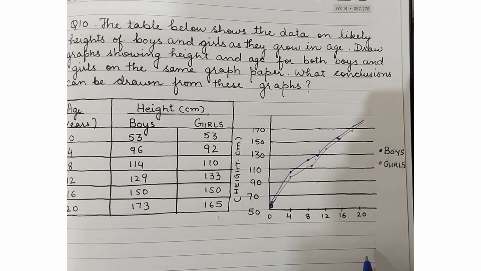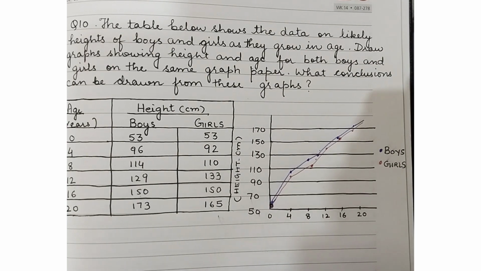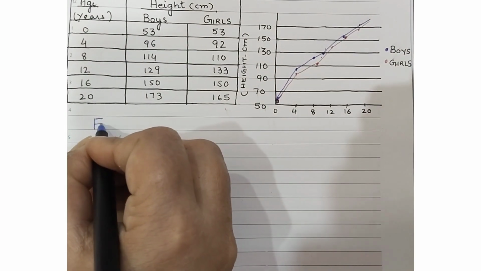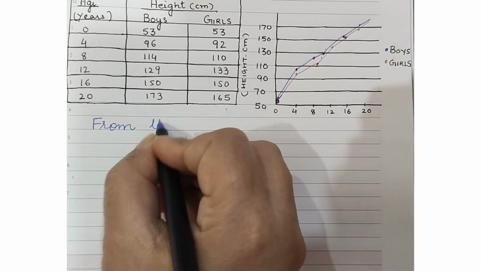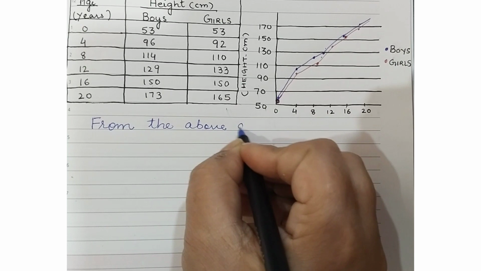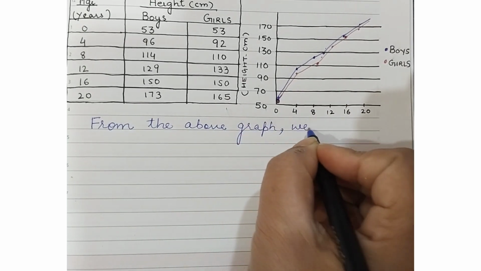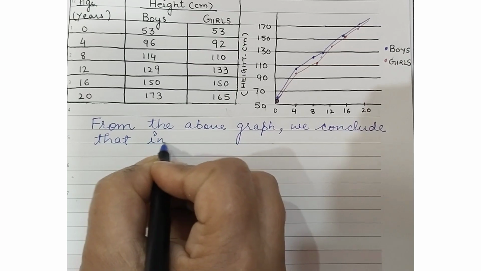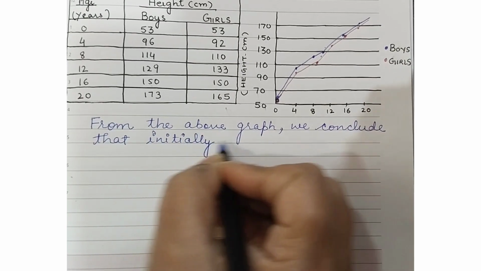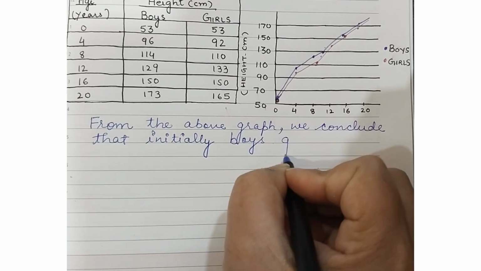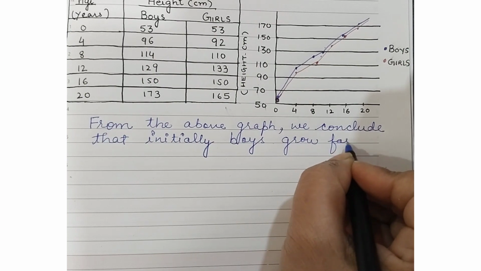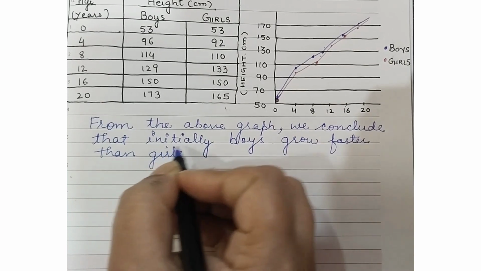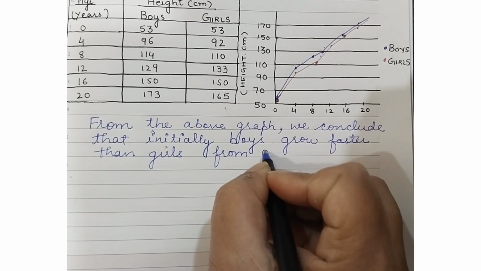We can write in the theory part: what does this graph depict? What does this graph show? So observing the graph, you can write this in the theory part that from the above graph, we conclude that initially boys grow faster than girls. Okay, at the age of 4 years, look at the graph.